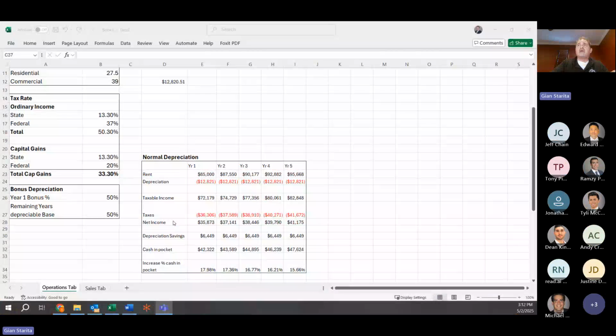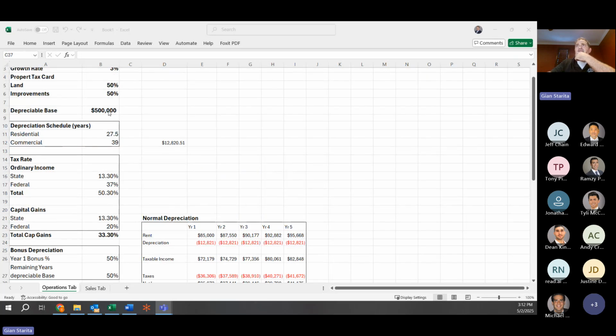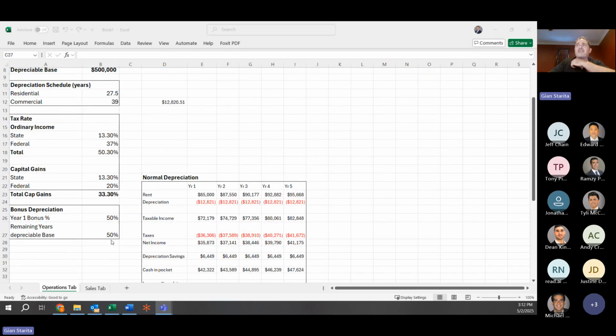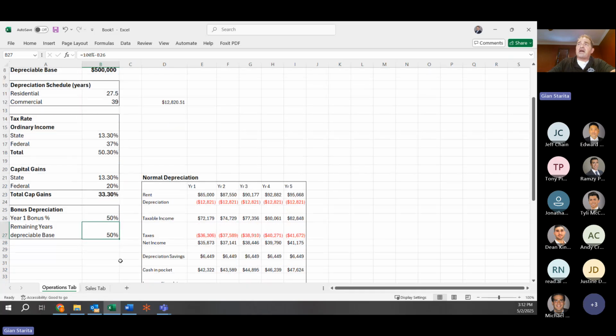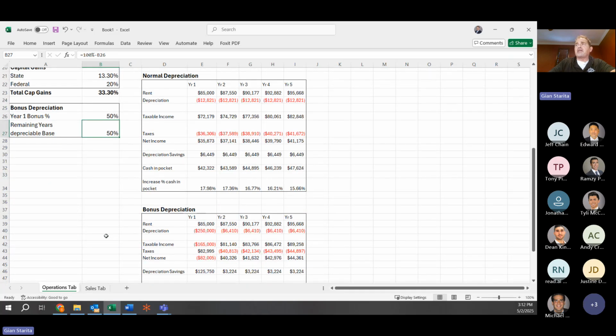So you can do it the normal way I just showed you, or you can get extra depreciation in the first few years. I'm going to share that with you right now. I'm going to assume I went through and found out that of that $500,000 depreciable base, half of it, $250,000, qualifies for bonus depreciation. So I'm going to take that $250,000 write-off in year one, and then the other $250,000 I'm going to spread out over the other 39 years.